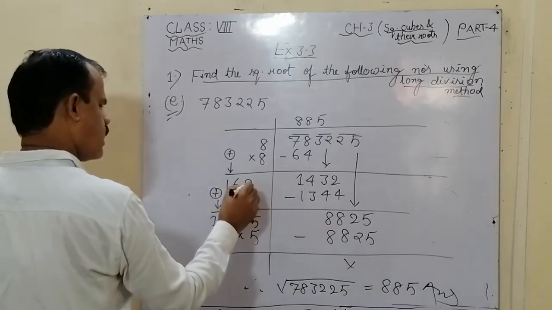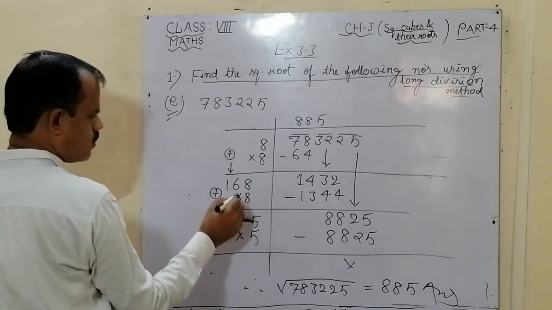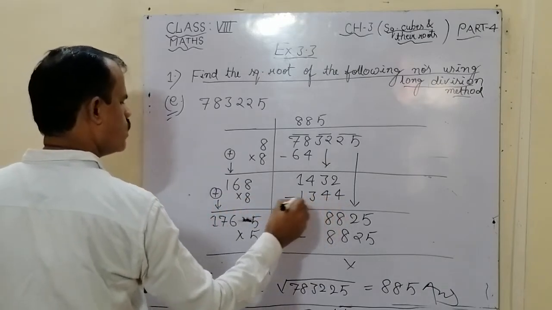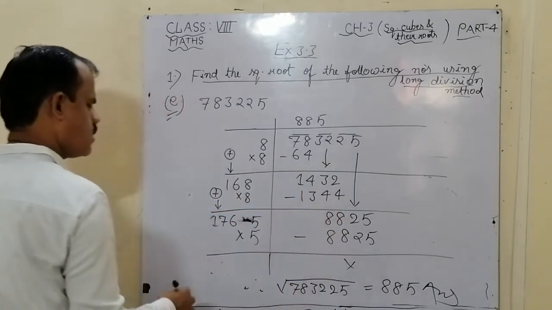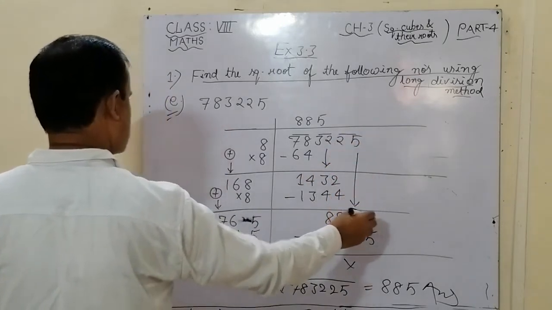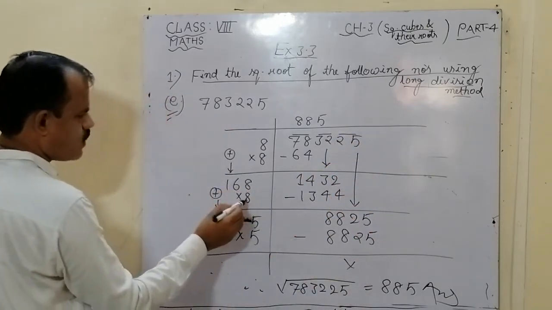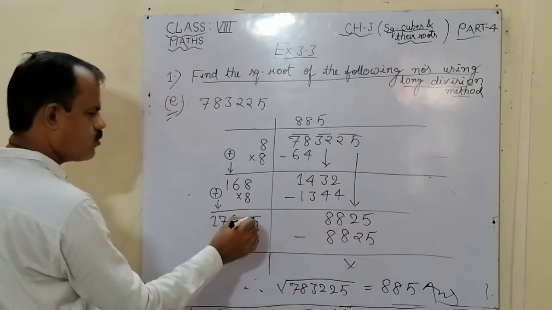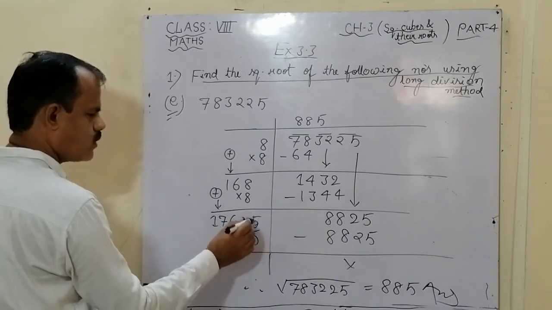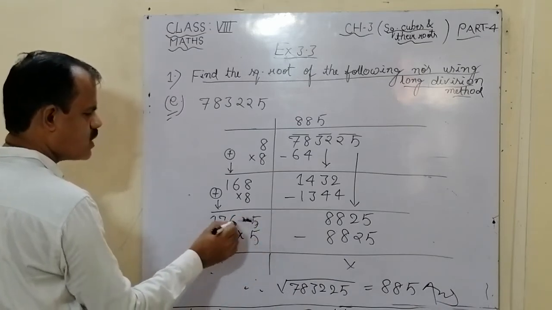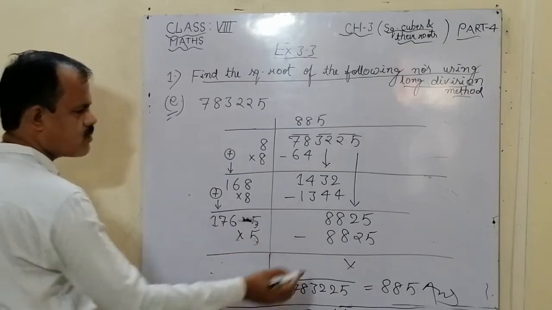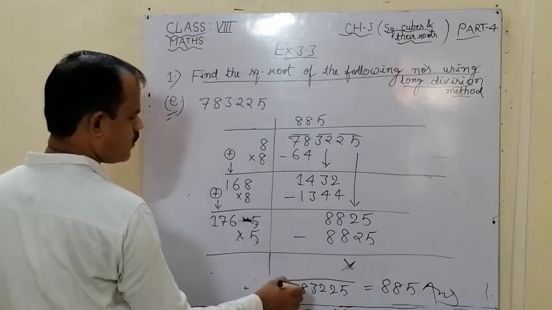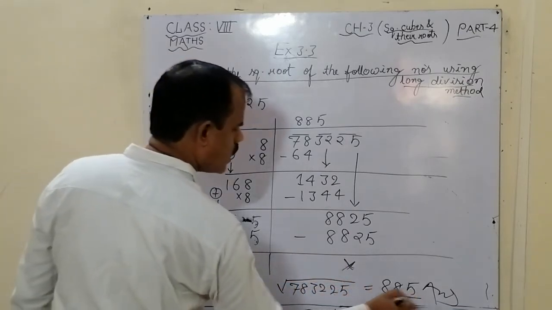Now we have to take 8 here and multiply, 8 into 8, it becomes 1344. Subtract this number, it becomes 88. Now bring down the last pair, that is 25. 168 plus 8 becomes 176. Here you see the last digit is 25, so we take here 5. So 5 into 5, we multiply 1765 by 5. It becomes 8825. The remainder is 0. So root under 783225 becomes 885.